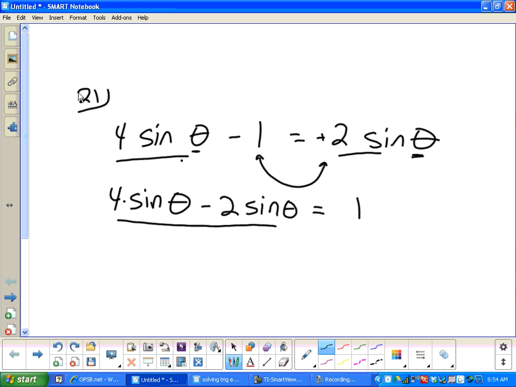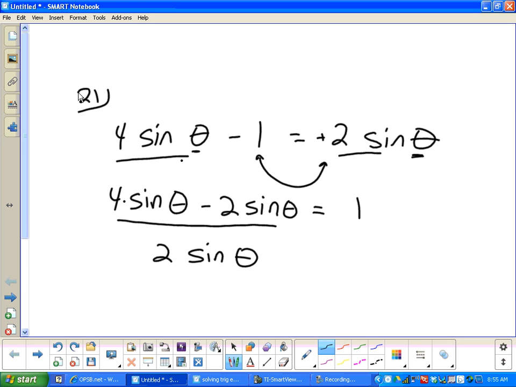Now this right here is exactly what you would think it would be. What would you think 4 sine theta minus 2 sine theta would be? 2 sine theta. And again, you can do that because the coefficient on the argument, which there really wasn't one, is the same. If this would have been like 4 sine 2 theta, I couldn't have done that. And we're going to look at that today where we have those coefficients like that.